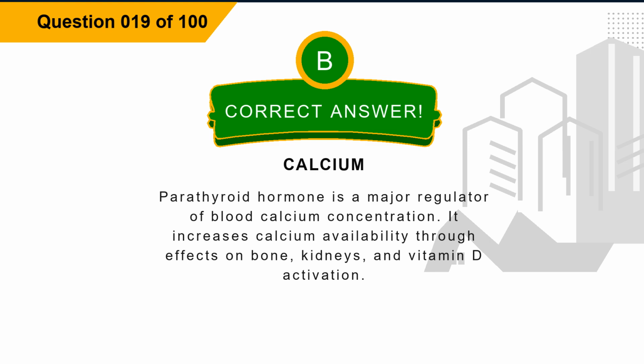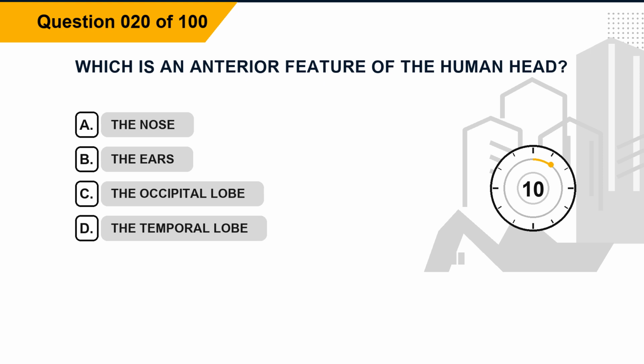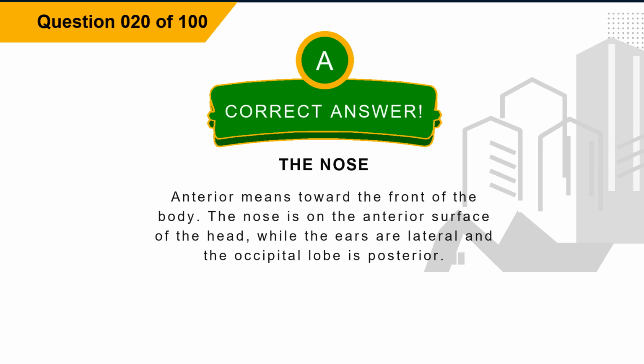Explanation. Parathyroid hormone is a major regulator of blood calcium concentration. It increases calcium availability through effects on bone, kidneys, and vitamin D activation. Question 20. Which is an anterior feature of the human head? Option A, the nose. Option B, the ears. Option C, the occipital lobe. Option D, the temporal lobe. The correct answer is option A, the nose.